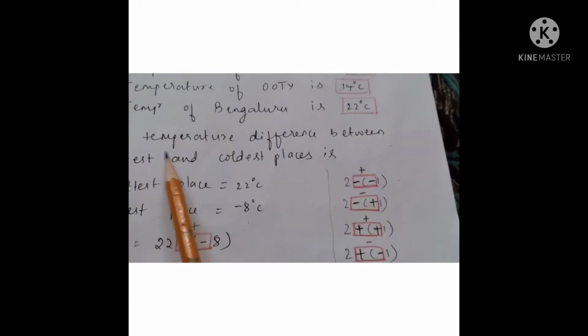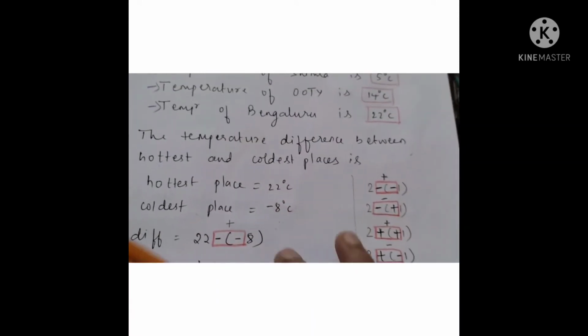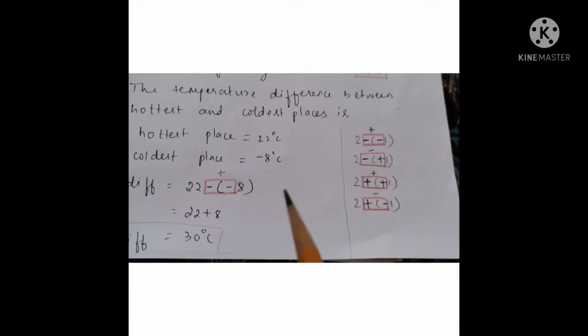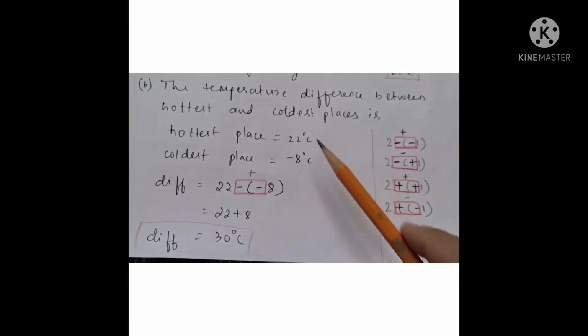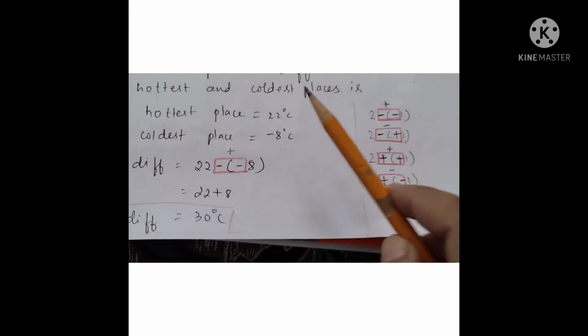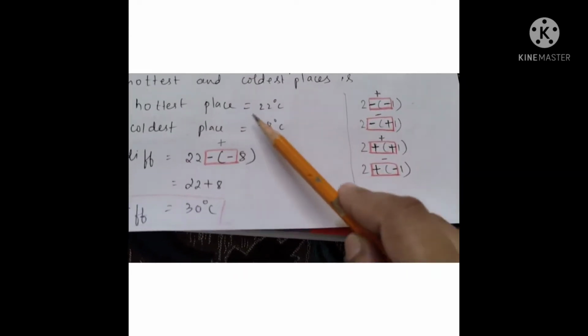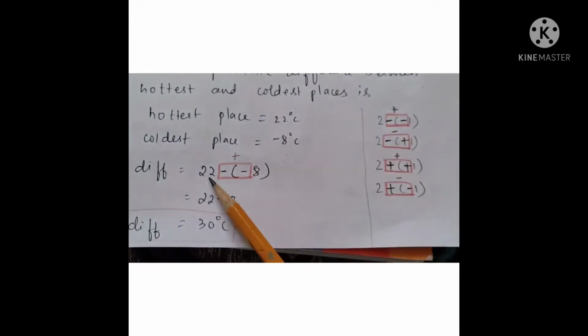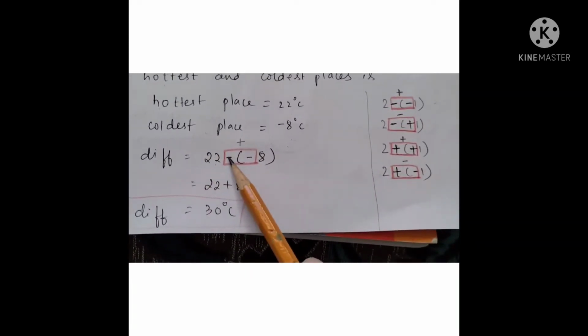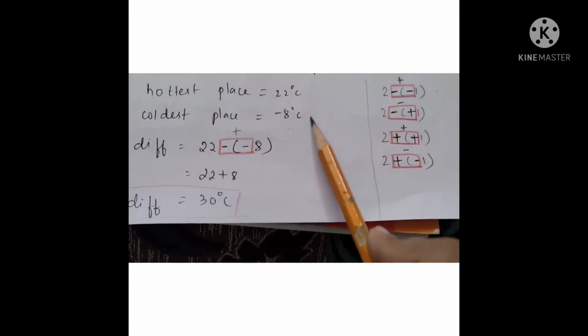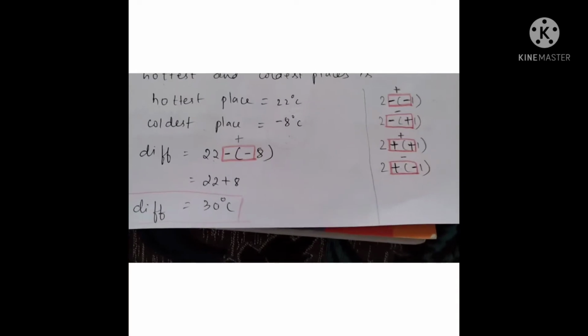What is our aim? We have to find the temperature difference between these two places. Difference means I have to subtract. So the first number is 22, and I have to subtract this number. I will write down 22. Since we are finding the difference, I will write minus here. And the second place measures how much? -8. I will write that -8 here.